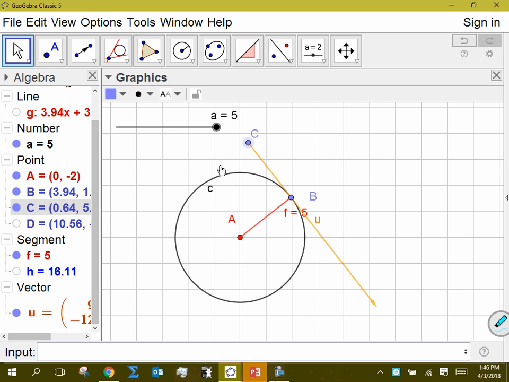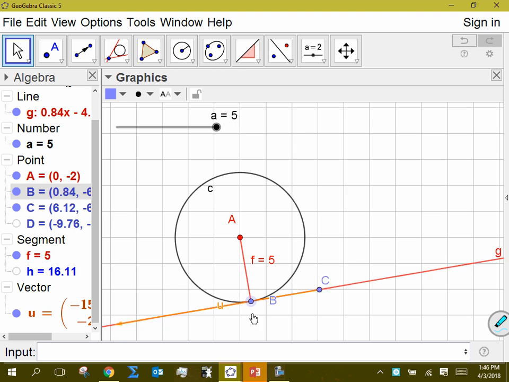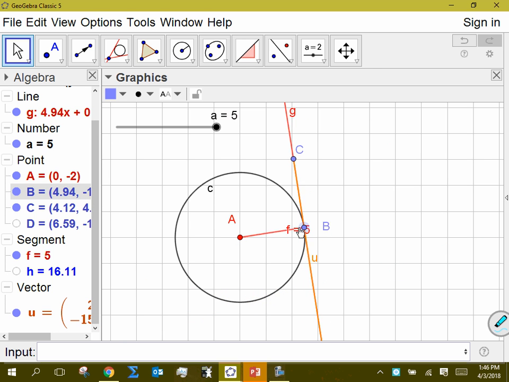Now it is, and I can go, like I said, any portion of that red line, as long as it's incorporating B, as long as it has B in it, is a tangent line or a tangent segment or a tangent ray. Is that okay with everybody? Okay.